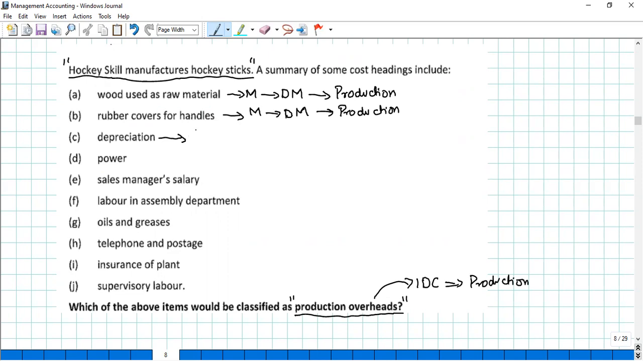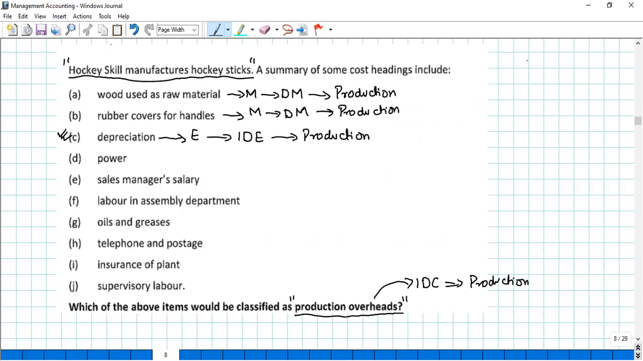So depreciation will be an expense. It is an indirect expense. You have to remember that depreciation is an indirect expense, and it is a production cost. Why is it a production cost? Because it is the depreciation of the machine that is used in manufacturing the hockey sticks. That machine is being used for production, and depreciation is related to that. So it will be an indirect cost related to production, so it will be a production overhead. So this will be our answer.